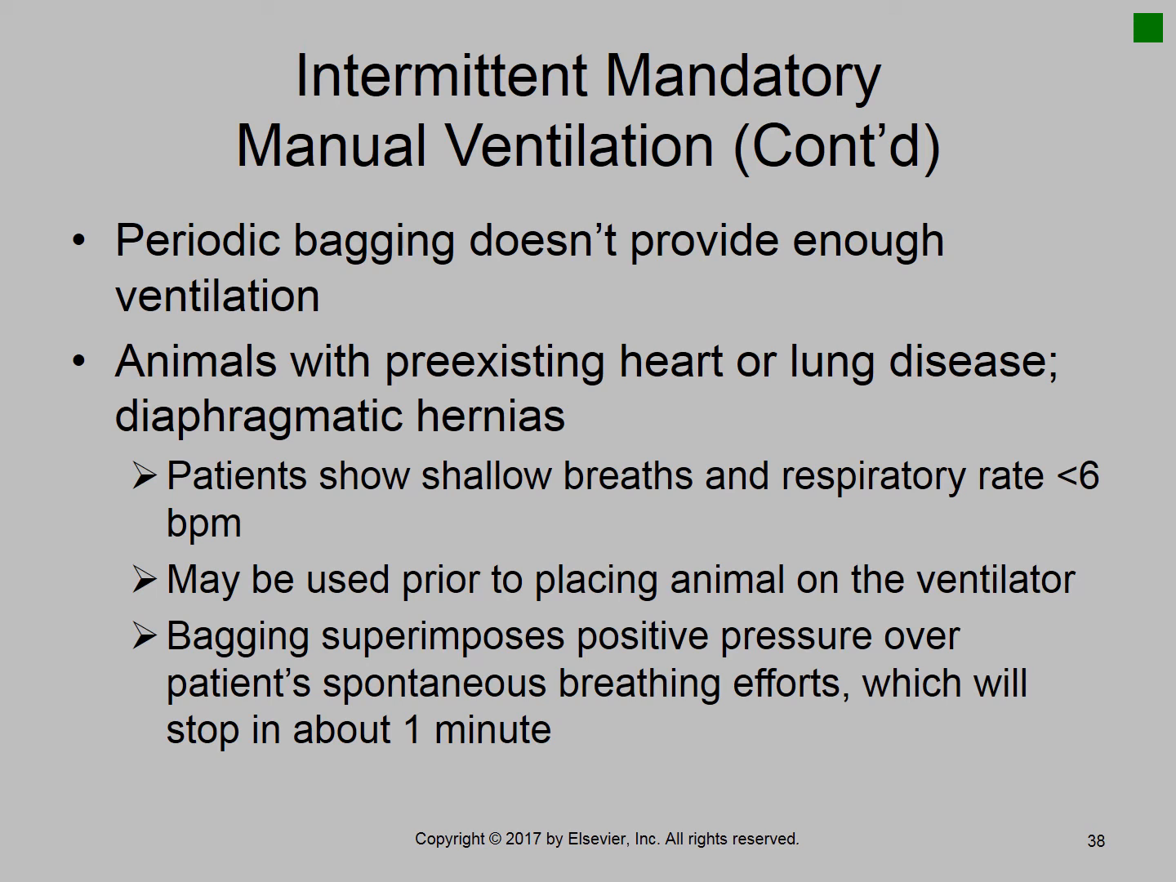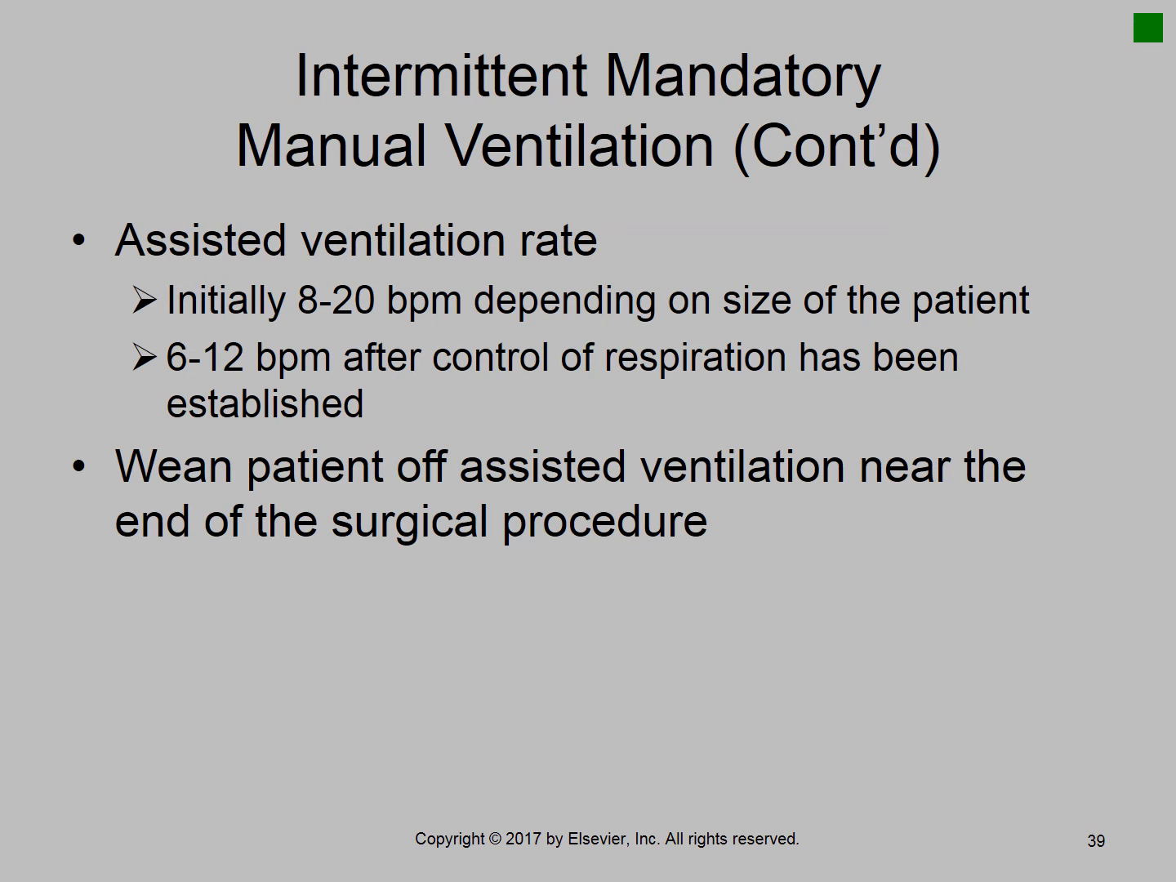If you're bagging them and they're not breathing on their own, they will just stop trying in about 1 minute, because you've saturated them with oxygen and taken away most of the hydrogen ions. Assisted ventilation rate, initially you go 8 to 20 breaths per minute, depending on the size of the patient, and then 6 to 12 breaths per minute after controlled respiration has been established.